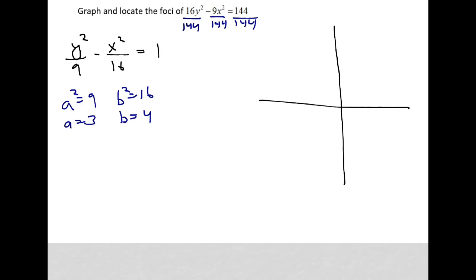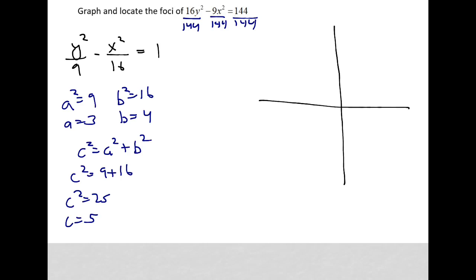Also, for a hyperbola, what's the relationship between a, b, and c? In a hyperbola, c squared is equal to a squared plus b squared. So in this case, c squared is going to equal 9 plus 16. c squared is equal to 25, so that means that c is equal to 5. Now we should be able to sketch the graph of this hyperbola. We got a, b, and c, that's all we need.